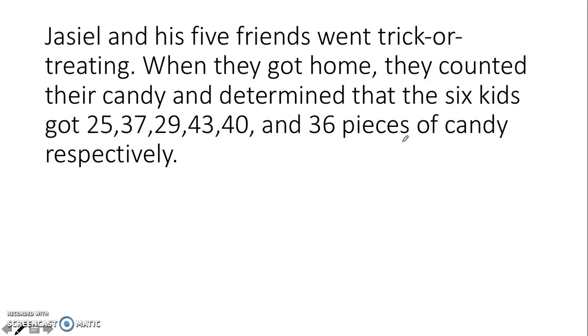Right, Giselle and her 5 friends went trick-or-treating. When they got home, they counted their candy, and determined that the 6 kids got 25, 37, 29, 43, and 40 pieces of candy, and 36 pieces of candy. Respectively would mean in the order of the friends. So we want to know the average or the mean of this data set. So first things first, you need to add them all together. So let's take a look. 25 plus 37 plus 29 plus 43 plus 40 plus 36.